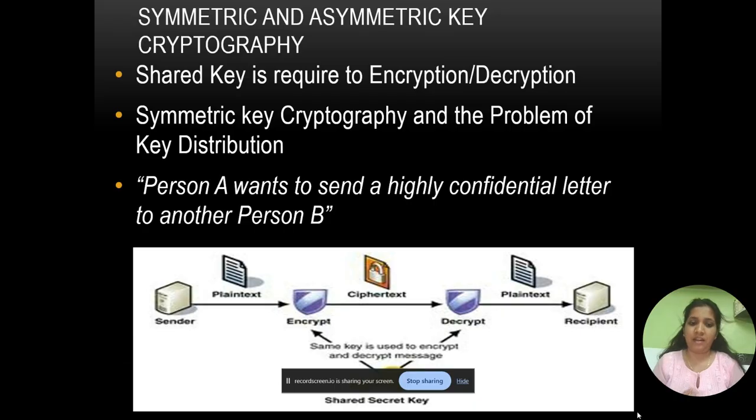Asymmetric key cryptography. It uses two keys, that is public key and private key. Public key is used for encryption and private key is used for decryption. It solves the key distribution problem, for example, RSA and ECC. So let us take a scenario that person A wants to send a secure message to person B. So A uses B's public key to encrypt and B uses the private key to decrypt the message. So that's how secure email and digital signatures work in the real world today.